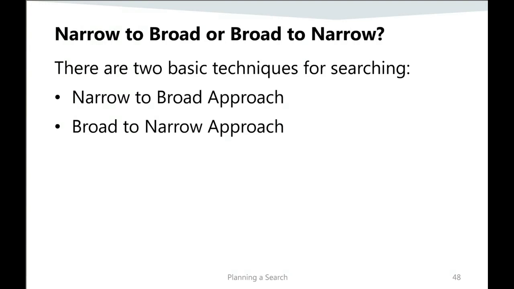As an initial text searching consideration, there are two basic approaches. One is to start out searching narrowly and gradually broadening the search. Alternatively, a search can start out very broad and then be sliced narrower and narrower. We will discuss each approach further in the next few slides.